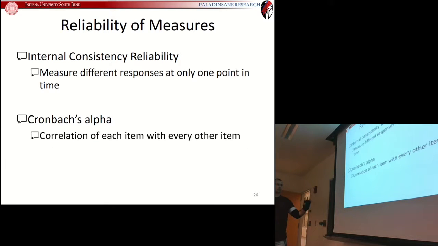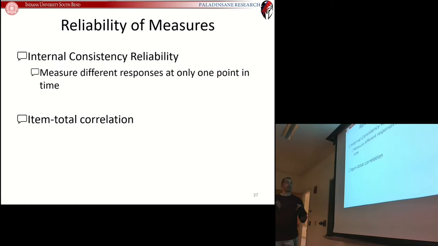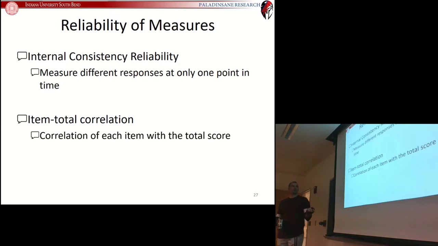Cronbach's alpha, this one would be a little bit more complicated to do and would require statistical packages, but that's where you correlate each item with every other item, so you can see it can get rather complicated. Item total correlation is where you correlate each item with the total score, so you take that one item out, calculate the score, see if it's related to that.